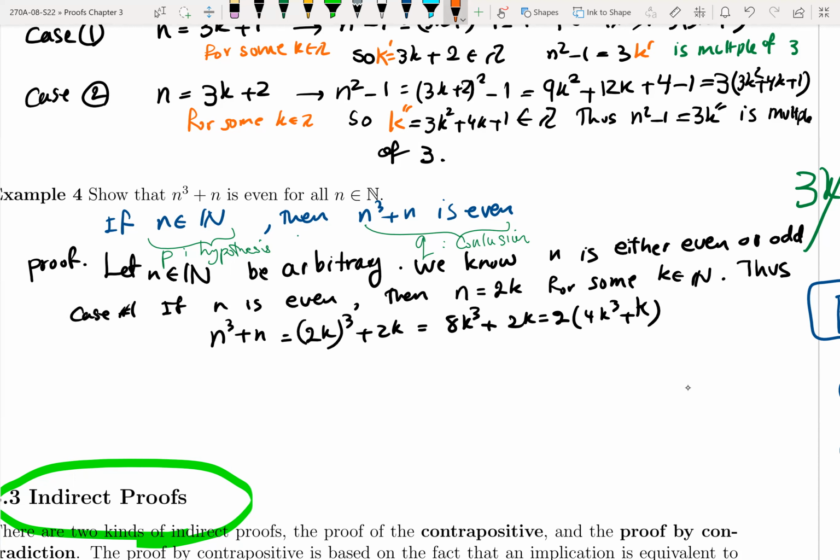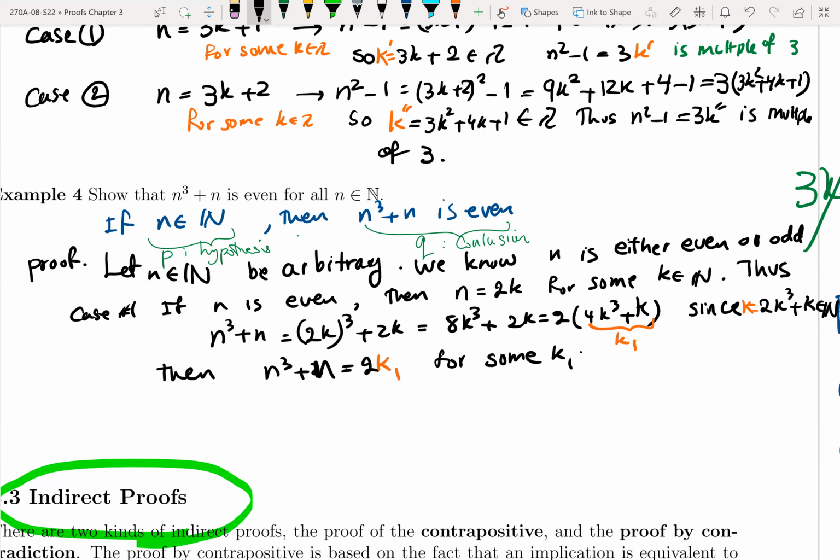So you just say, since 4k cubed plus k is a natural number, then n cubed plus n equals 2 times something. Let's call this k1. So n cubed plus n equals 2 times k1 for some k1 that is a natural number. So n cubed plus n is even.